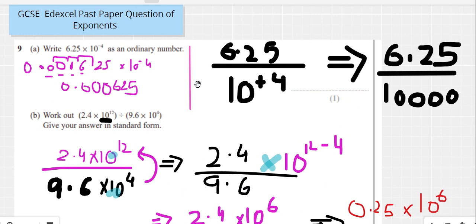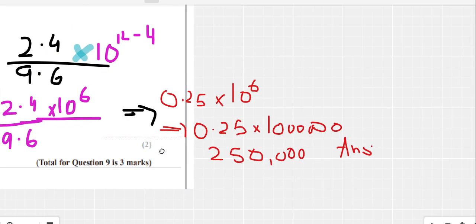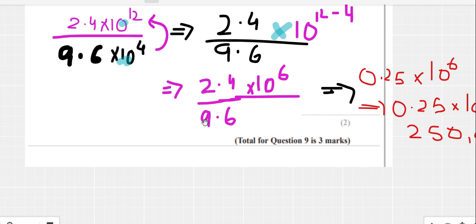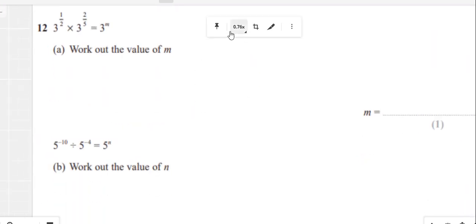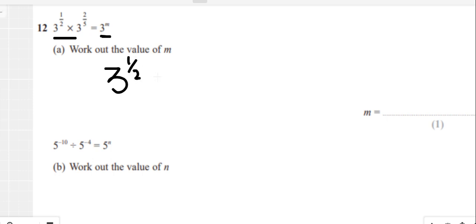Okay, so this question was of 1 mark, and this was of 2 marks, and this is done. Now we'll move on to question number 12. They are saying here to work out the value of m. You have to solve the left side, and then write your answer in this form. After that you will find the m value. So you can write here 3 to the power of 1 over 2 times 3 to the power of 2 over 5.